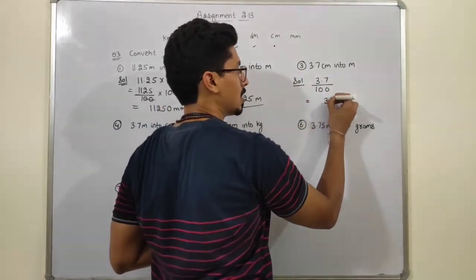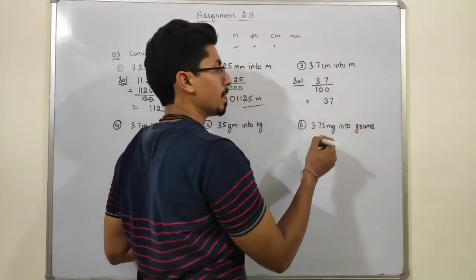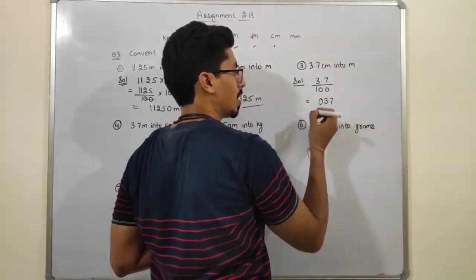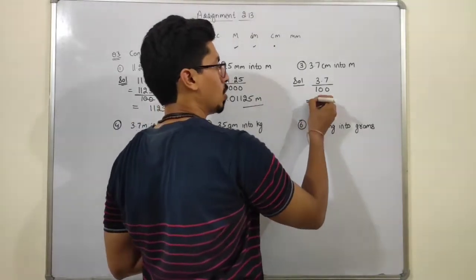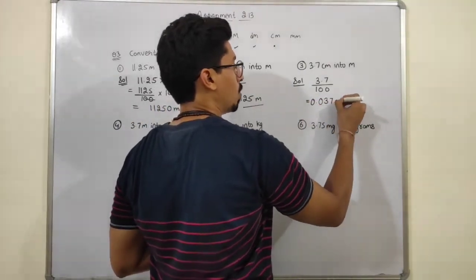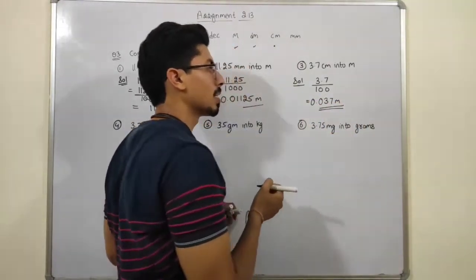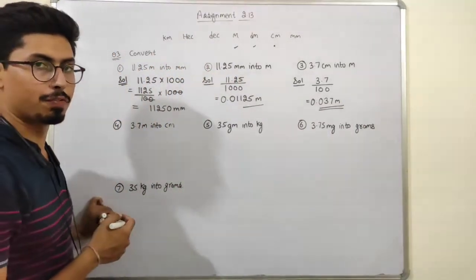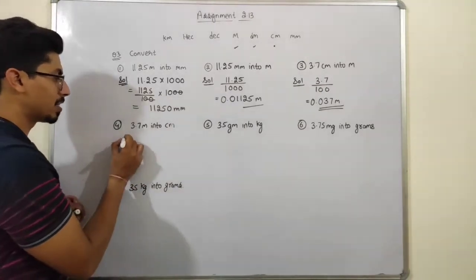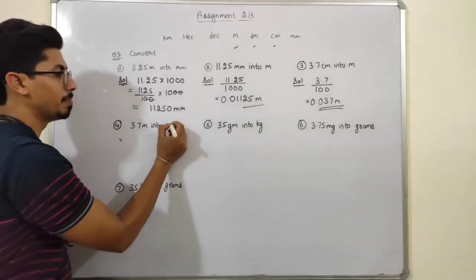So 3, 7, 1 digit is skipped. So just put a 0 extra here. Okay, so it will be 0.037, students. Now it is in meters. Okay. Now moving forward to our part 4, students, I have to convert 3.7 meter into centimeter.